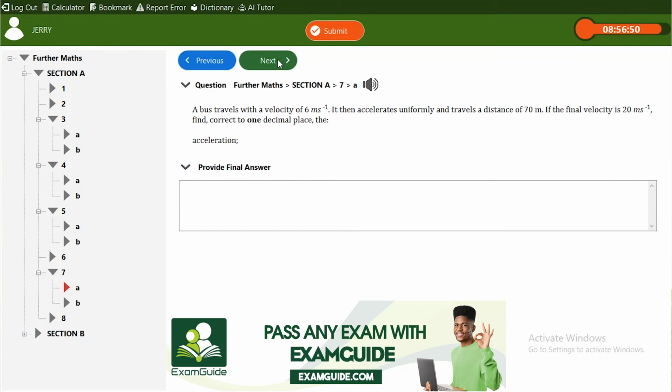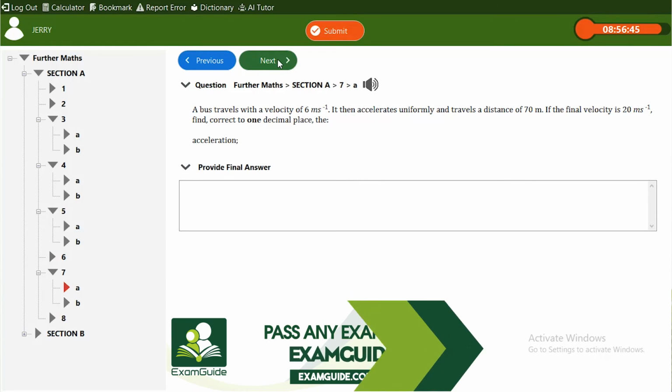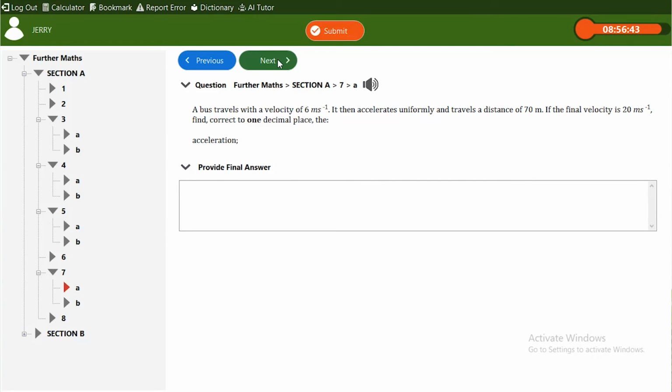Now we are going over to question number 7. A bus travels with a velocity of 6 meters per second. It then accelerates uniformly and travels a distance of 70 meters. If the final velocity is 20 meters per second, then find, correct to 1 decimal place, the acceleration.